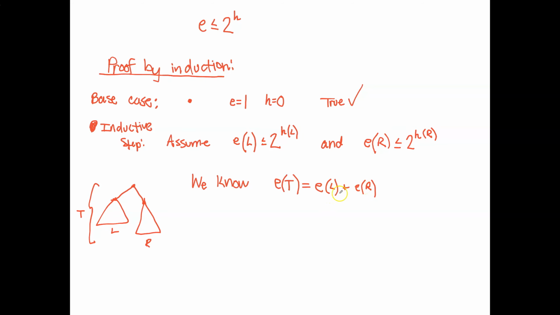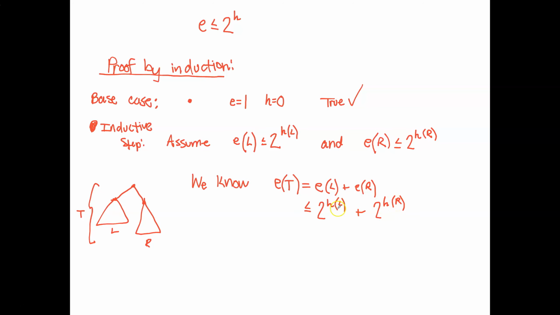And now we're going to substitute what we had already assumed, those inequalities, for how many external nodes are in our left tree and in our right tree. So this is based on our inductive hypothesis. This is less than or equal to 2 to the height of our left tree, plus, substituting again here, 2 to the height of our right tree.